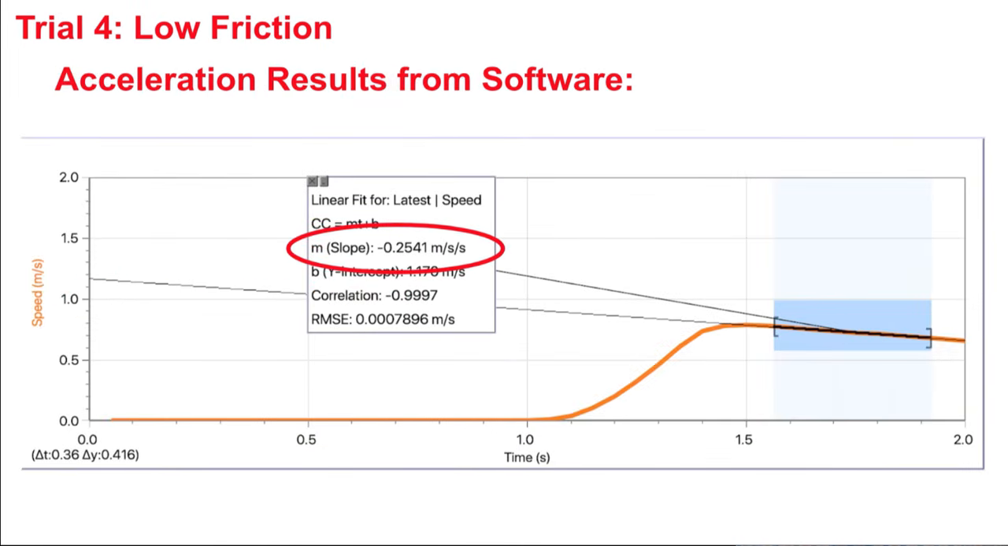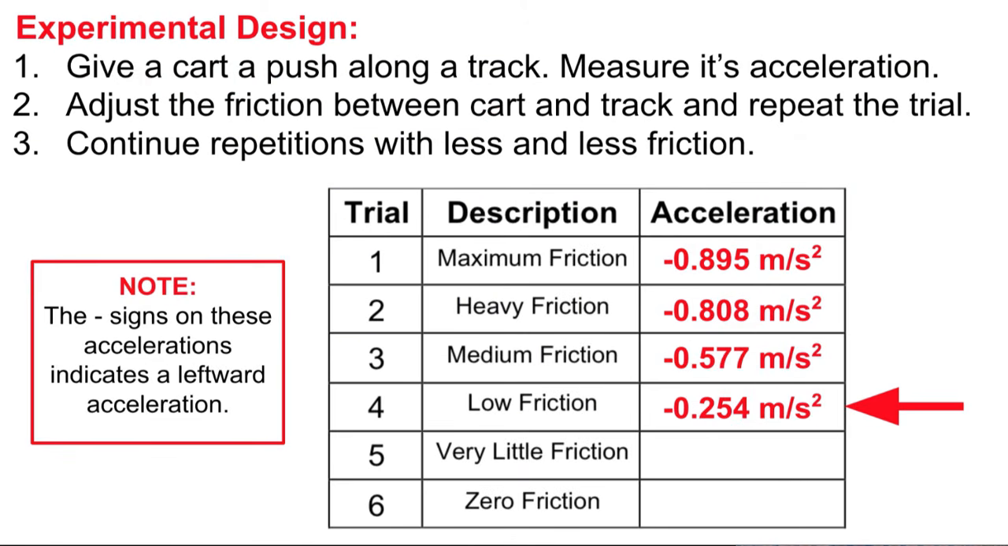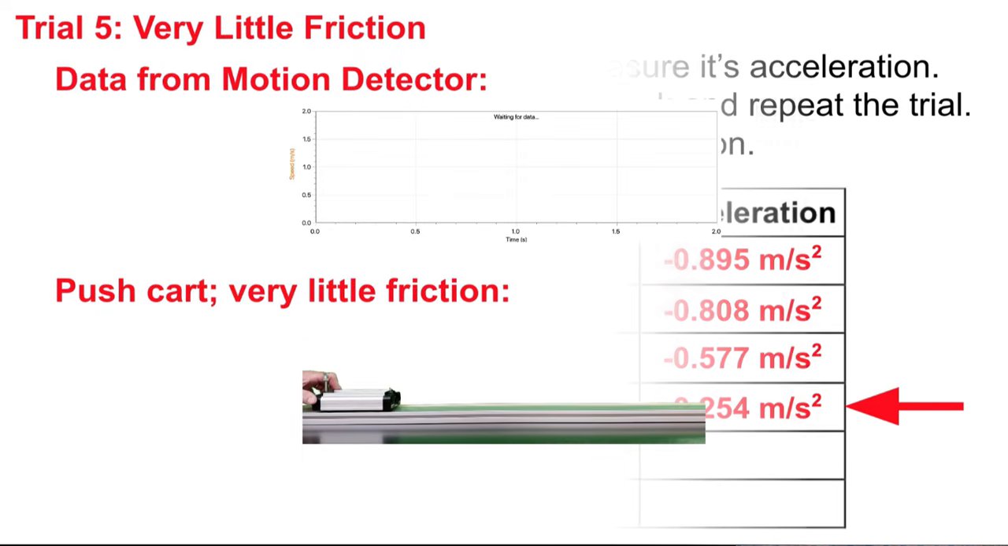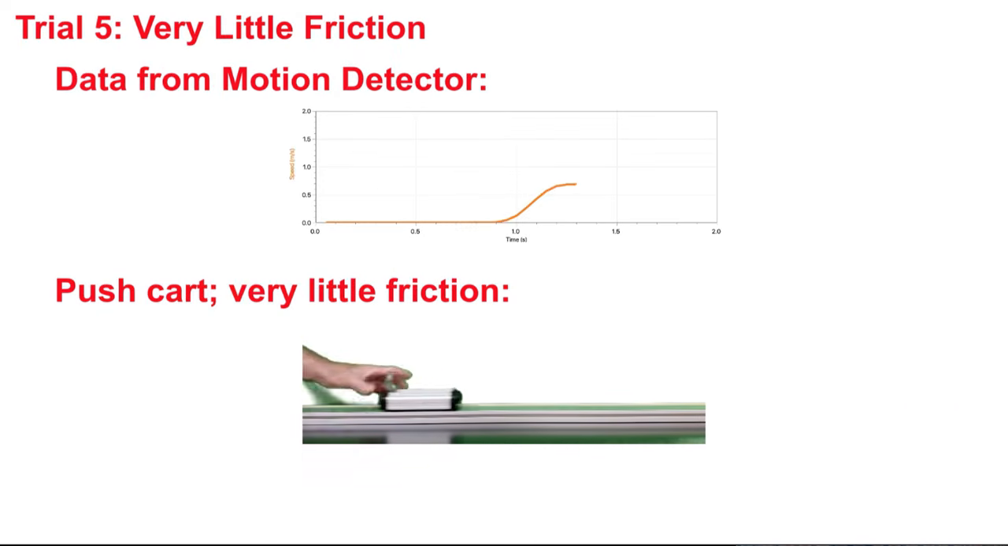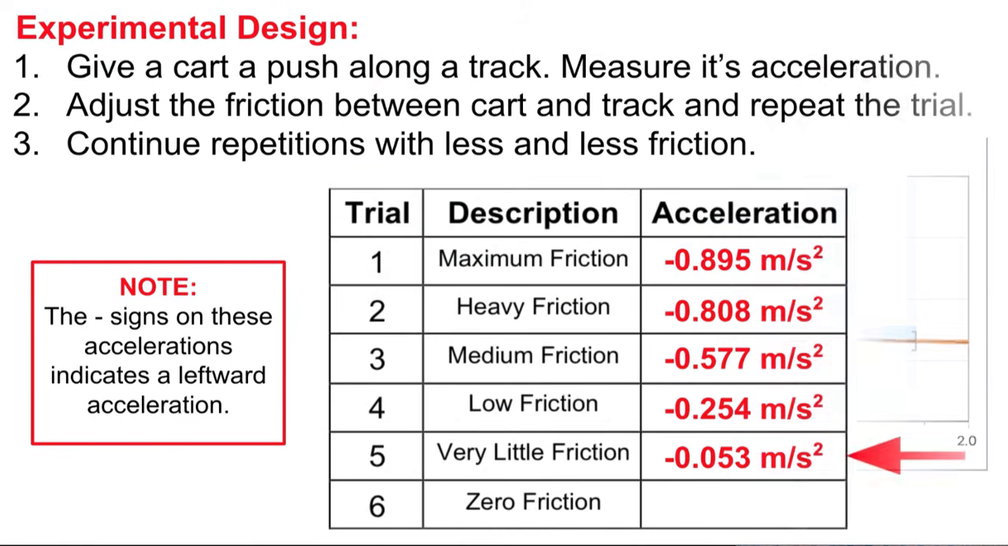With our low friction trial, we notice the acceleration is getting less and less. It's negative 0.254. We'll enter that into the table and conduct a trial with very little friction. Wow, now that line's almost horizontal, and the slope of it is negative 0.053.